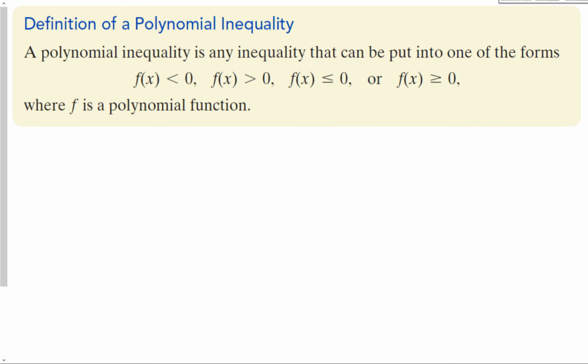Okay, so the definition of a polynomial inequality is basically the same as any other inequality, right? We're going to have some sort of inequality symbol, less than, greater than, less than or equal to, or greater than or equal to 0, and we're going to try to figure out where this is true for each function.